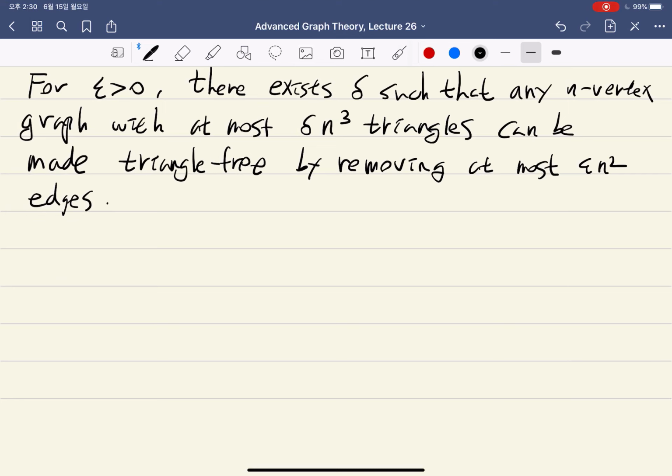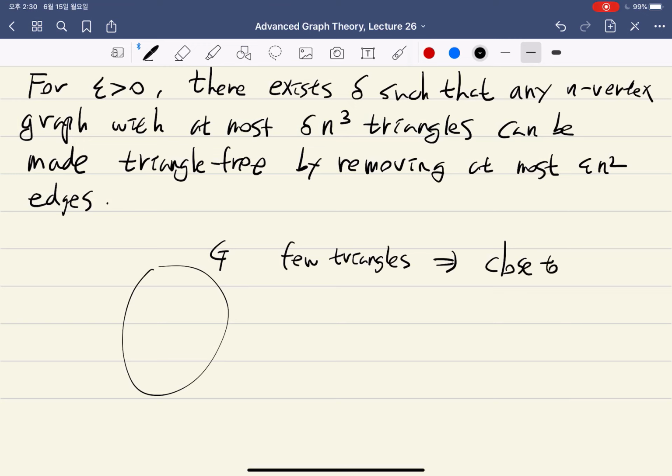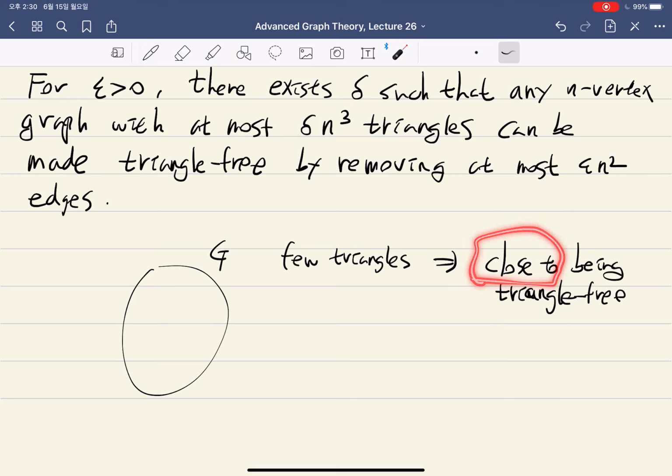So what it means is that when you have a graph G and it has a small number of triangles, then it's close to being triangle-free. Here, close is measured by how many edges you have to remove to become triangle-free.